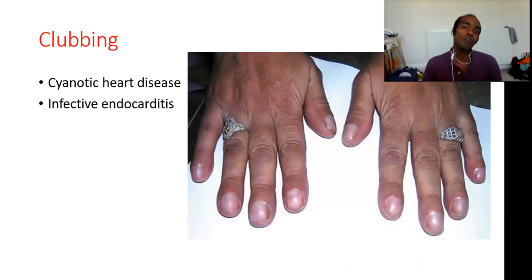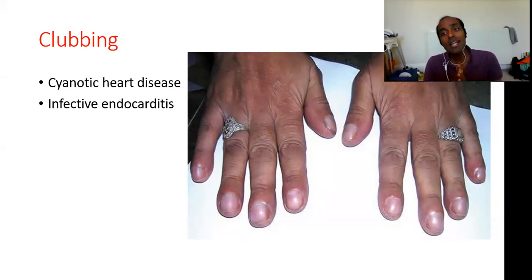Clubbing is very important for the cardiovascular system, and clubbing is seen in cyanotic heart diseases. Okay, clearly you see clubbing in every cyanotic heart disease. You also see clubbing in infective endocarditis, but usually the clubbing in endocarditis is mild. In cyanotic heart disease, you get really obvious clubbing. But in infective endocarditis, because it's a more acute process, it's only mild clubbing, so you have to be careful not to miss it.